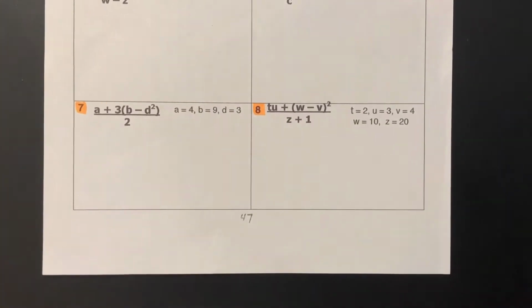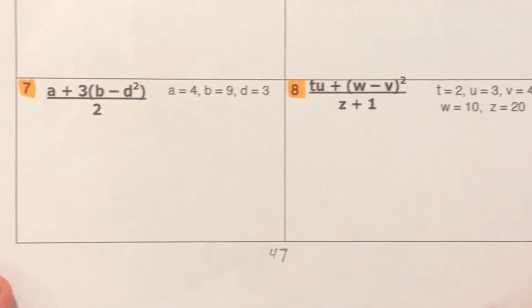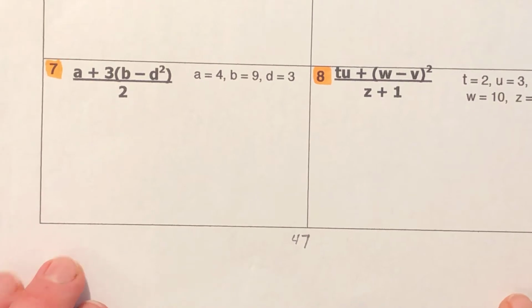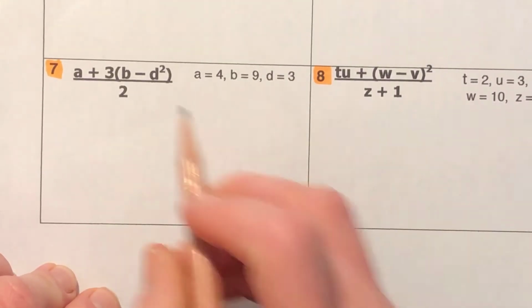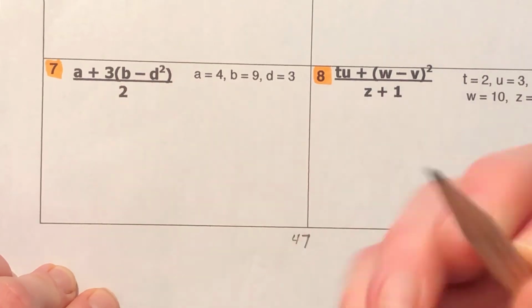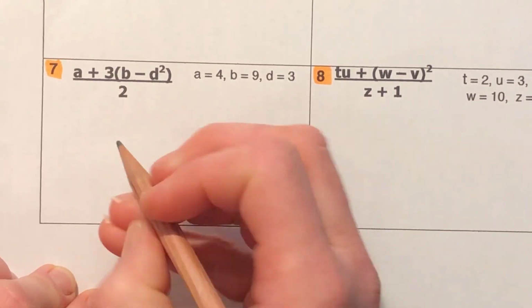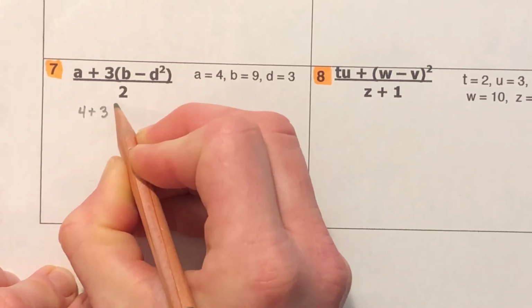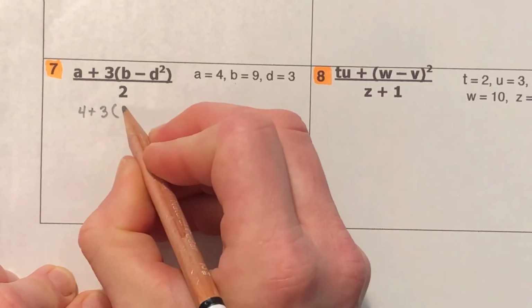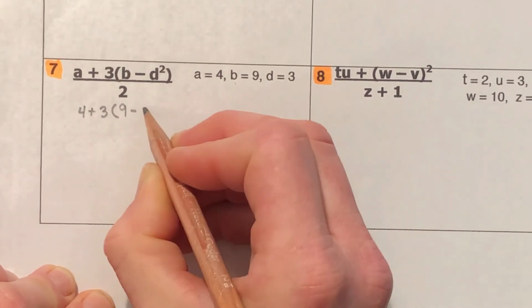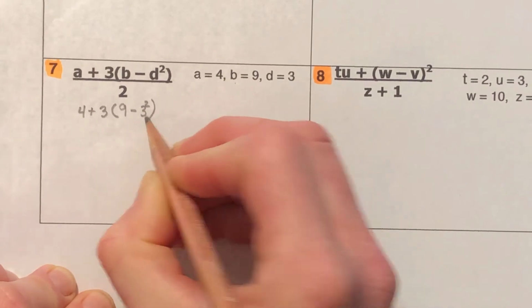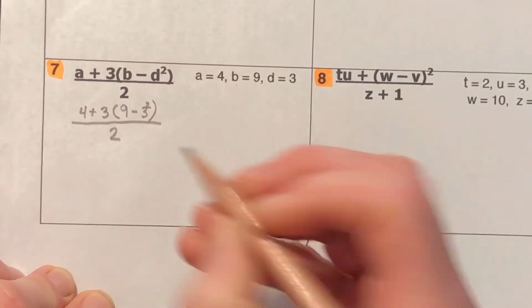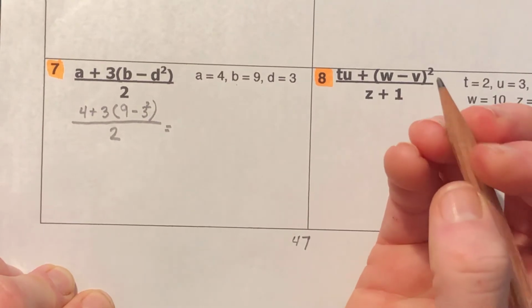Let us begin with number 7. Slide it over a bit. Substitution, we've got parentheses and a fraction bar. The nice thing is, I just noticed, the values are all positive, so we won't need to change into brackets and parentheses. All right, so A is 4. 4 plus 3. B is 9 minus D, which is 3 squared. And all of that over 2. I'm going to go this way first.